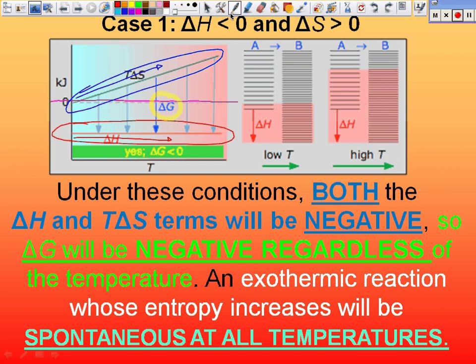Negative. So the more and more energy it releases, first of all, as we move this way, what is happening to the value of our energy being released? It's moving along the x-axis, right? It's releasing more and more energy. And so delta G is becoming greater and greater. So both delta H and T delta S terms will be negative, so delta G will be negative regardless of the temperature. So it's spontaneous at all times.